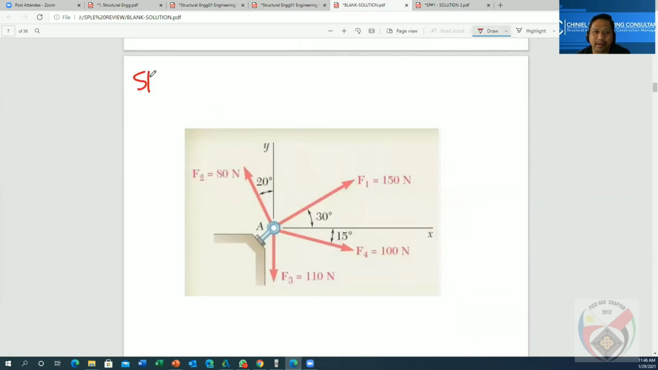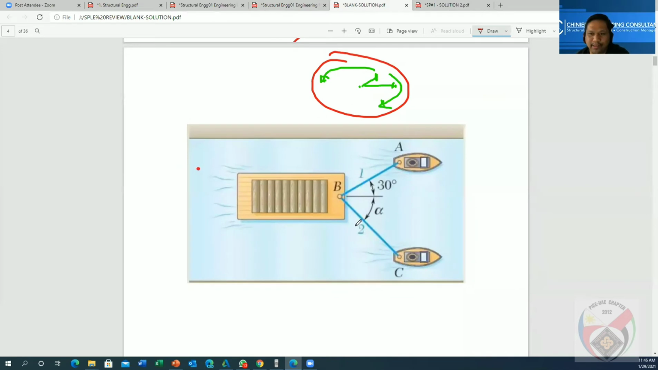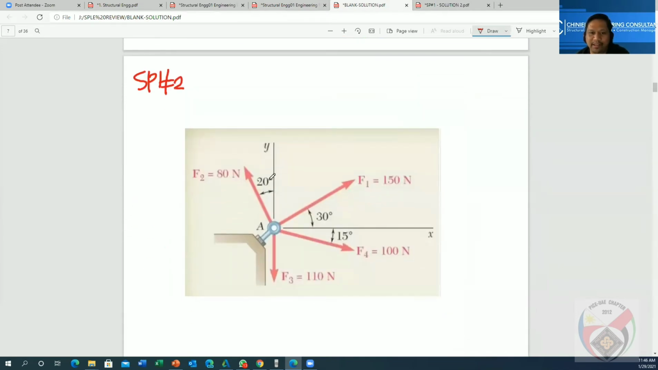Okay, so we'll make this one as our sample problem number 2. Ito kasing question na to, parang application ito eh. Pero, sundan muna natin ang similar question. So, ganito siya. Okay? So this is our problem. So the question is, what is R? What is the resultant value? And what is the angle from X? Okay? You can start solving at your end while I'm also solving here.